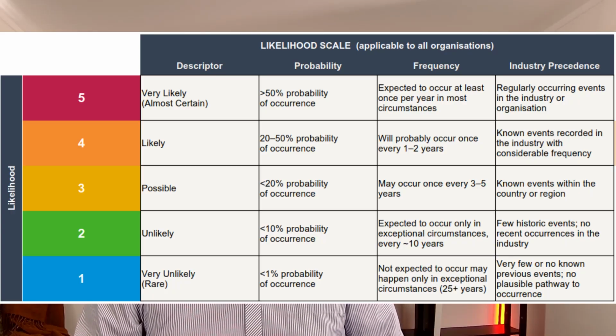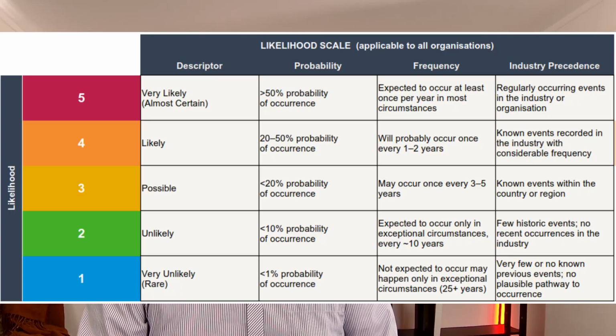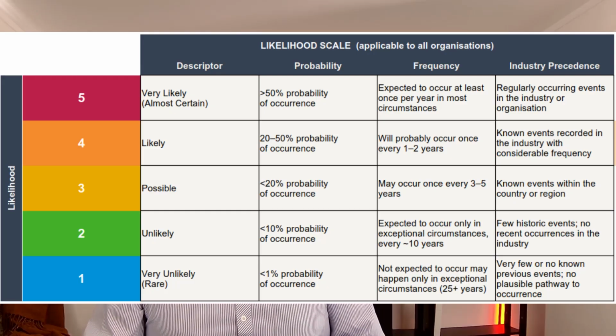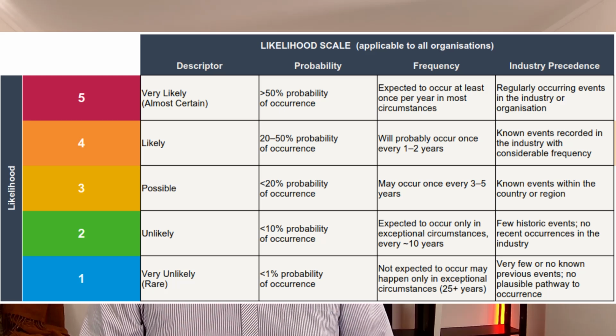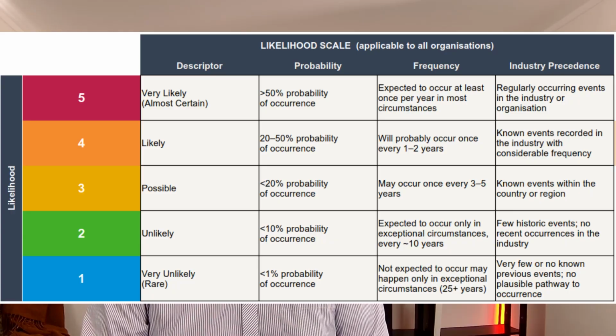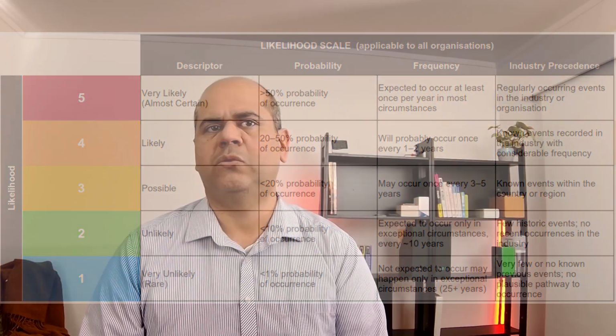Likely, in this case, means probability between 20 and 50%, and we have seen this happen more than once. We'll be surprised if it does not happen in the next year or 2. And very likely, in this particular case, as shown on the screen, means probability above 50%. This is almost an event that we can expect to see at least once per year. Depending on your organization, this is how the calibration looks. Every word has a meaning. Every person rating a risk in your organization has the same ruler. Do the same for consequence.